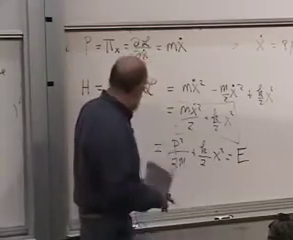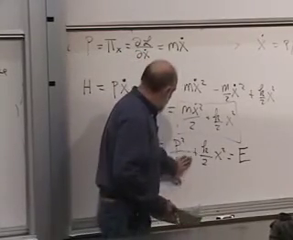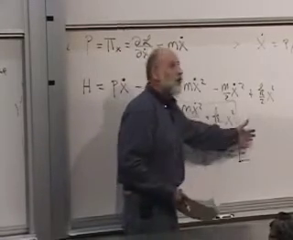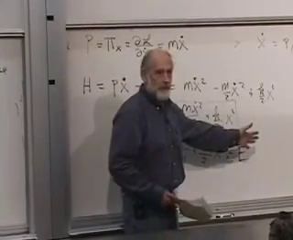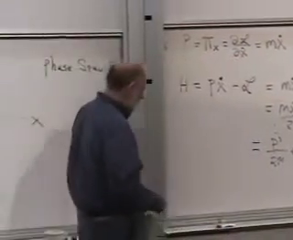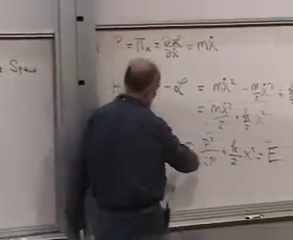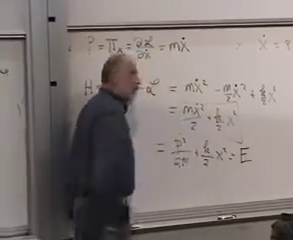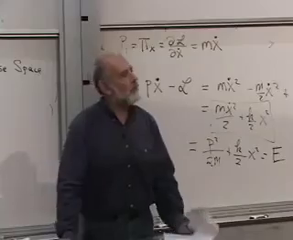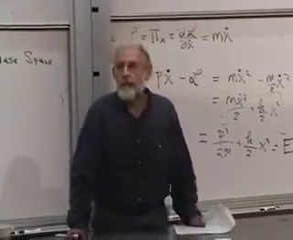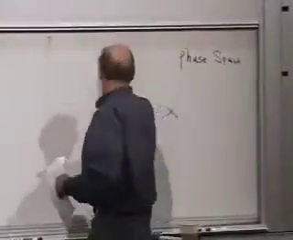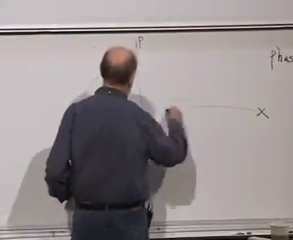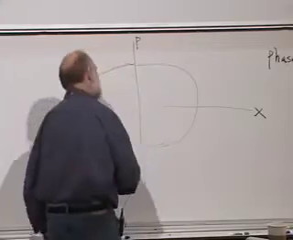Okay, it would be a circle if m and k were both equal to 1. Then it would be p squared plus x squared is equal to 2E or something. Not quite a circle. If you put some coefficients in here, a coefficient times p squared plus another coefficient times x squared is equal to a constant, then it's not quite a circle. What is it? An ellipse. So the motion in the phase space is elliptical. It's not a very good ellipse, is it?